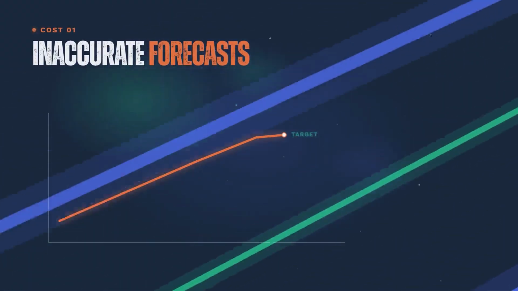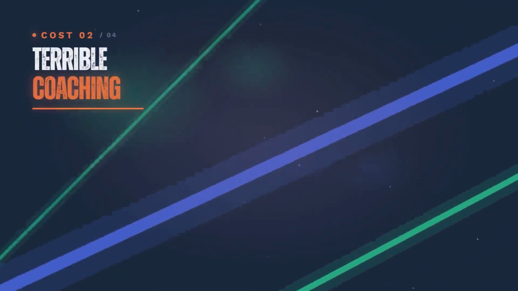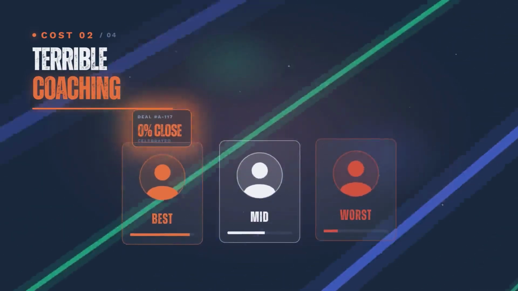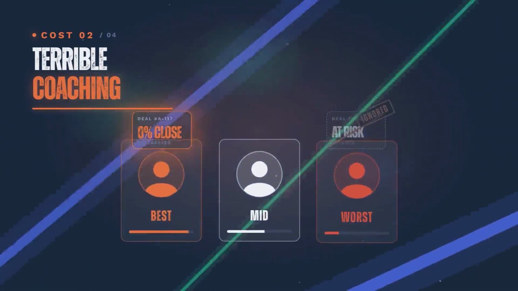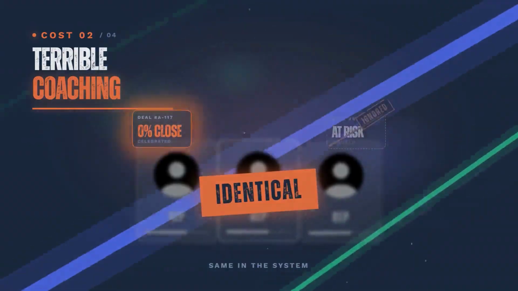First, inaccurate revenue forecasts, your board gets surprised. Your investors lose confidence. Second, terrible rep coaching. You're celebrating deals that have 0% chance to close. You're ignoring deals that are actually at risk. Your best reps and your weakest reps look the same in the system.